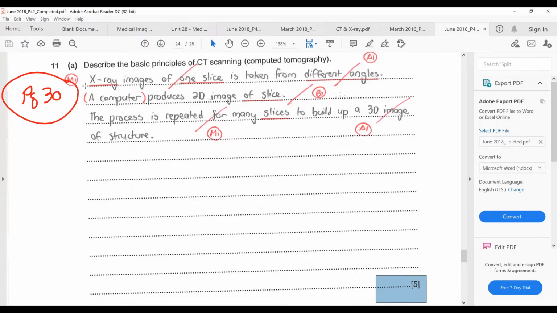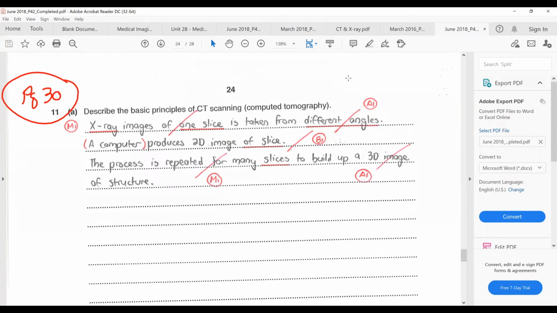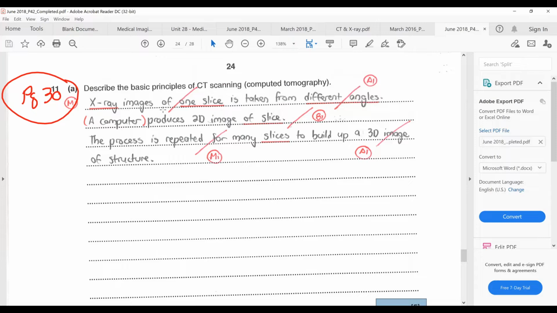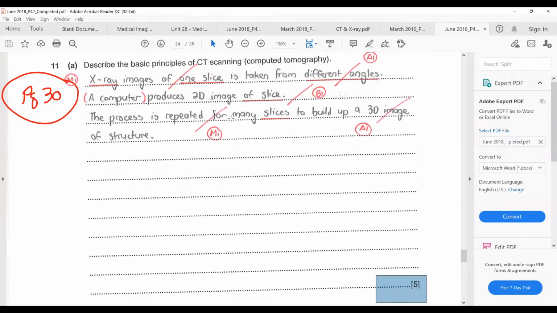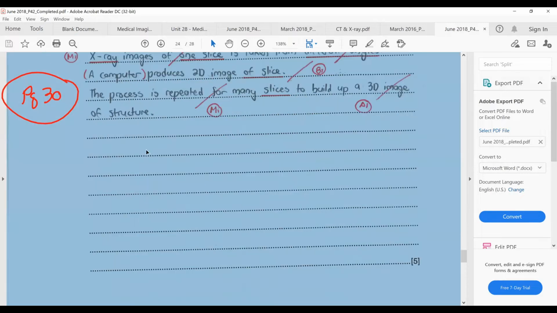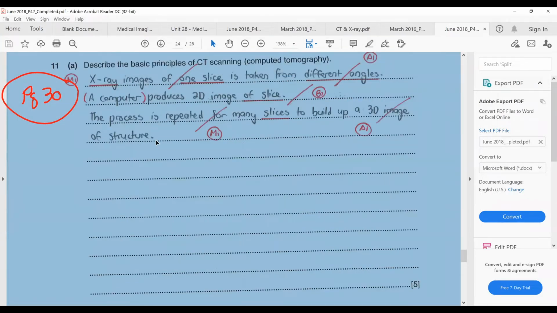You say X-ray image, 1 mark. One slice at different angles, another mark. Then after that, to get 2D image of slice is 1 mark. Process repeated for many slices, 1 mark. Give 3D image, another mark. So despite the fact that they give almost half the page for the answers, the points is only just these 3 sentences. So it's actually quite rewarding to do if you know the points. All right. So this one is the simple answer.